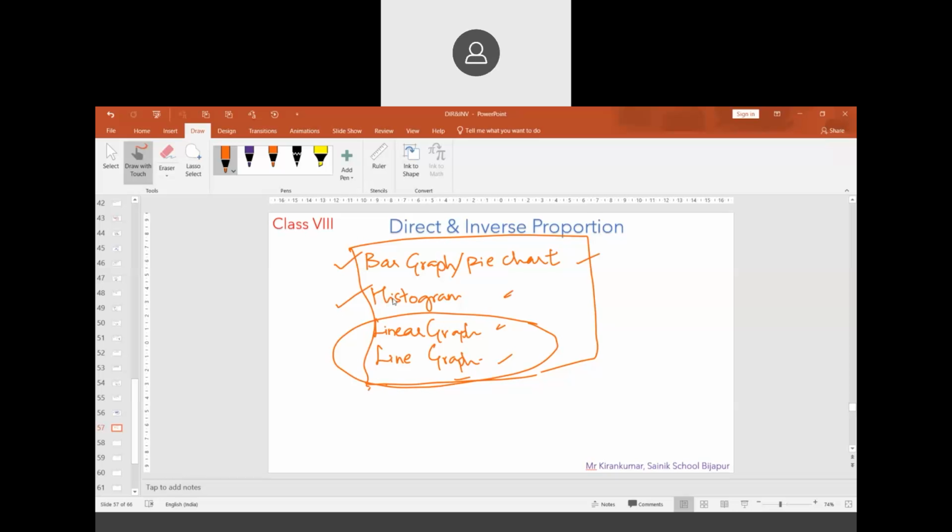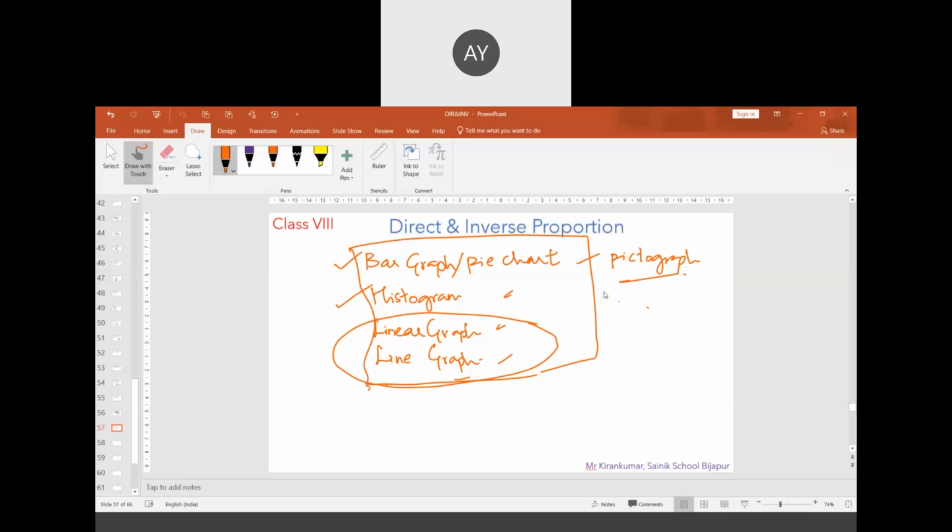Histogram and pie chart, along with double bar graph, you also learned. Pictograph and tally marks also we studied. So this chapter may not take more than a week. Sir, we can complete it in just 2 or 3 days. Let us discuss more questions here.